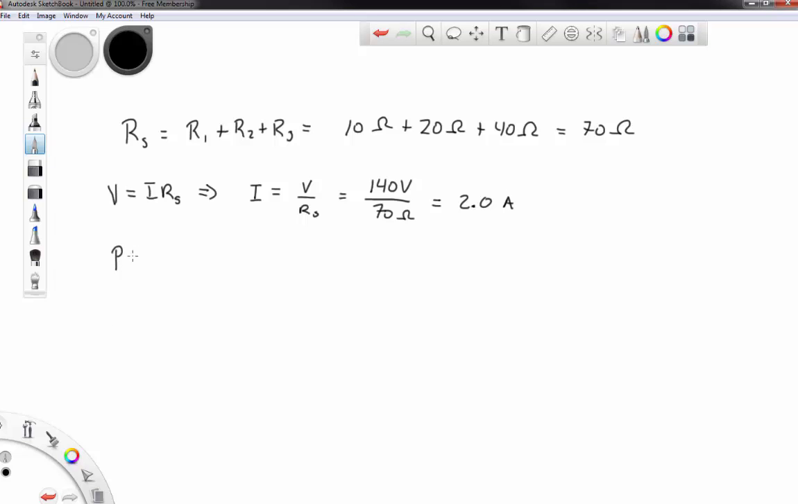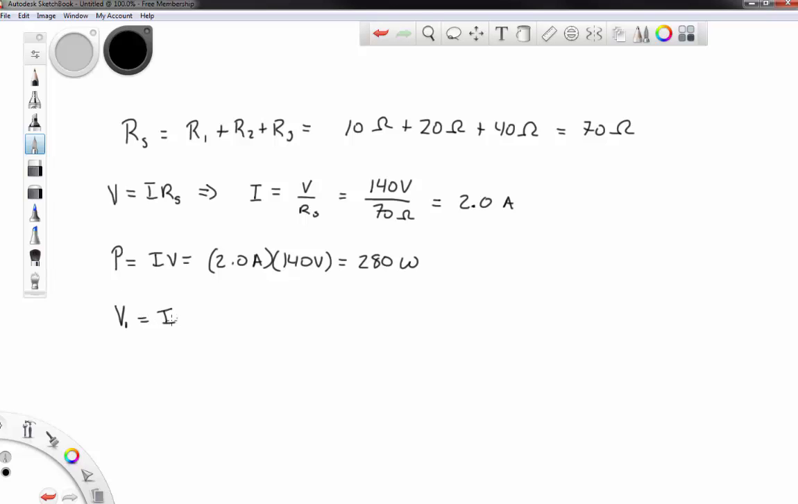Okay, now the total power, therefore, P is I times V, so that's 2.0 amps times 140 volts, so that is 280 watts. If you don't know how I'm calculating these, you can use your calculator to follow along. So now we've got to find the individual voltage drops.